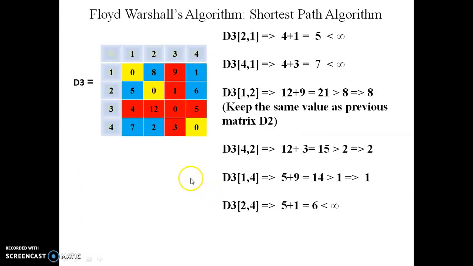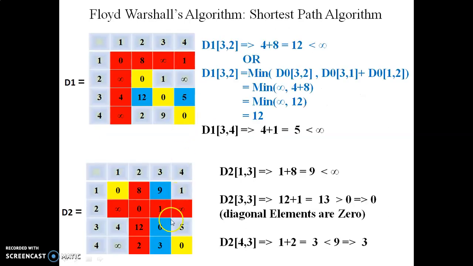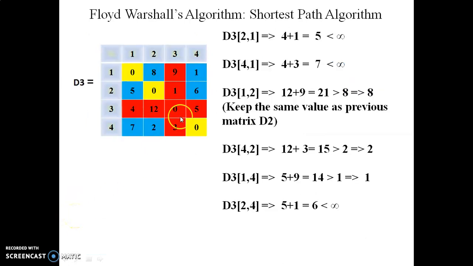Then the third distance matrix is obtained in the same way, considering the third row and third column. This third row and third column will be written same as that of D2. Now if you see here, there is no infinity. That means you need to obtain all the values marked with the blue background. That is this one, this one, this one, this one, this one, and this one.